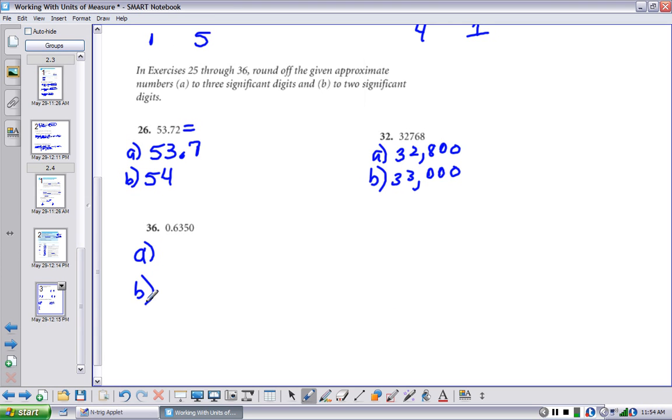Let's look at number 36. 0.6350. That has 4 significant digits. To make 3, we could just leave off that last 0. And to make 2 significant digits, 0.65 here means we go up by 1, 0.64. Okay, so this was a brief overview in approximate numbers and significant digits.